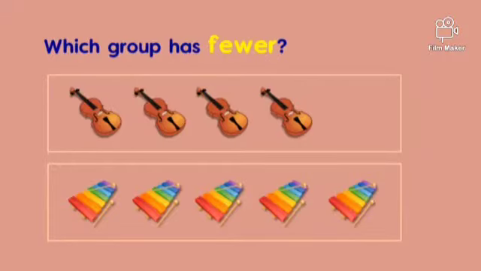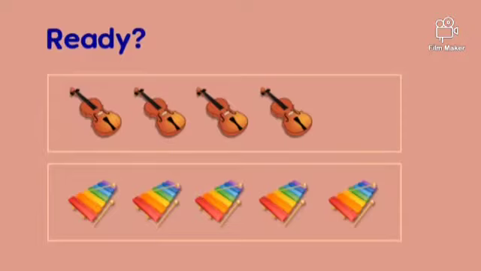Now, first picture has 4 violins and second picture there are 5 xylophones. Now, tell me which group has less objects. Tell me. Yes, you all are correct. There are only 4 violins. So, this group has less objects.